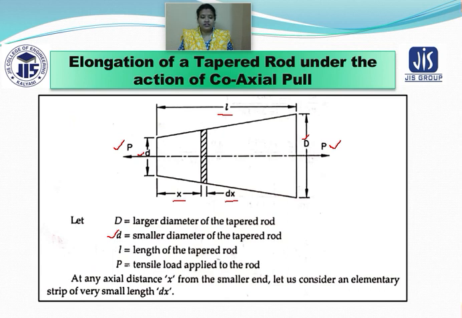What I have considered is an elementary strip of a very small length dx, at a distance of x from the smaller diameter of the taper rod. Now how are we going to calculate the elongation of the taper rod? Let's have a look.